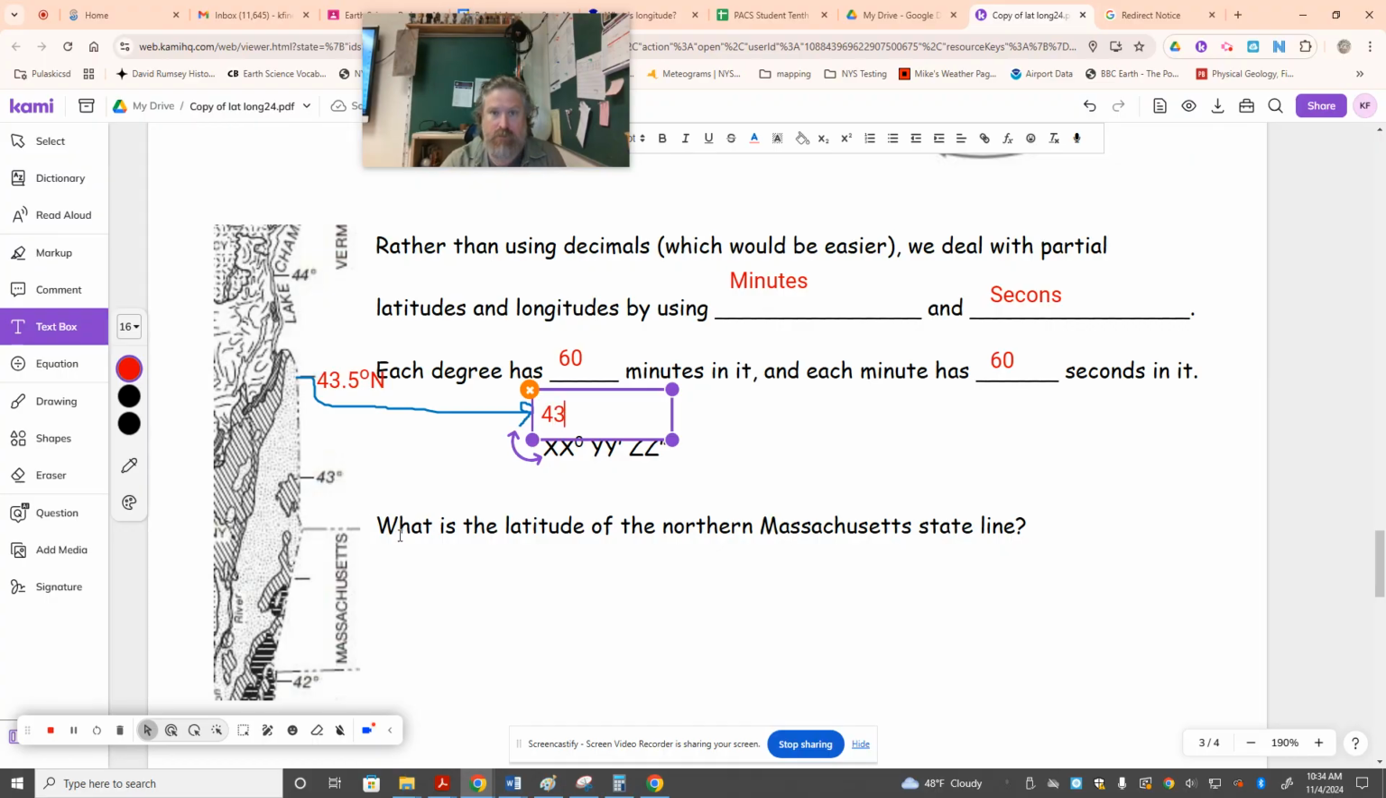43 degrees. That part's easy, and we already did that. But 43 and a half is not wrong. Now what would the half be? There's 60 in the whole thing, so like 30 minutes. That's what it should look like, other than forgetting to put north.